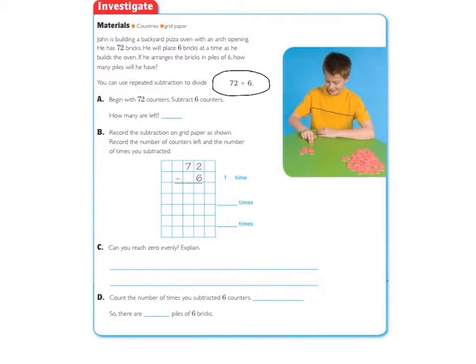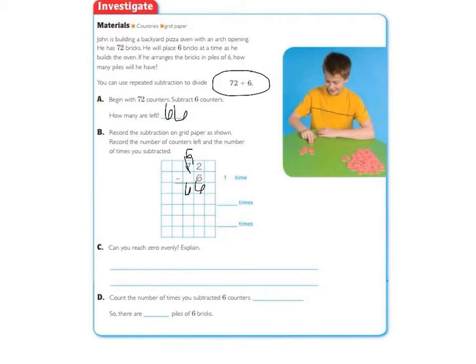So the first thing that we want to do is take out how many groups of 6, as many as we can. So it says begin with 72 and subtract 6. So down here below we have 72 minus 6. And if we borrow, this becomes a 6. And we move over a 1, and 12 minus 6 is 6, and bring down the 6. So there are 66 pieces left.